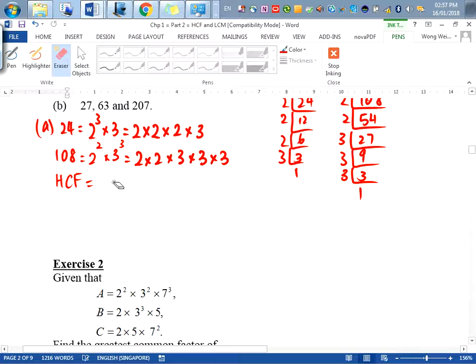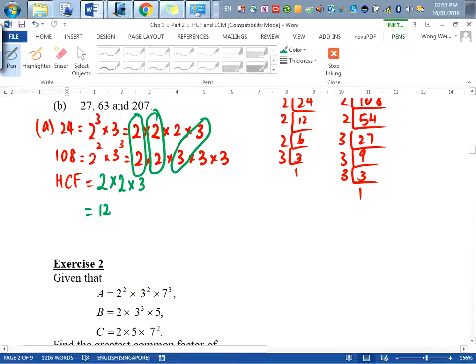Now first one. Let us take out the very first common factor. Over here, right? Common. So 2 times, any more common? What's the next common factor? Is there another 2 that is common? There is, right? One more. So another one. What's next? 3 is not common. So what is my highest common factor? 12. Understand how to do this?